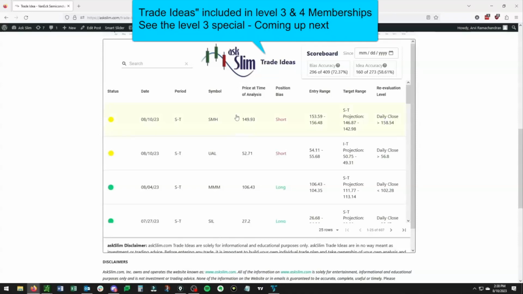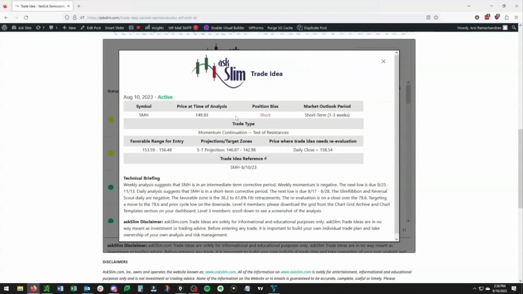If you go ahead and click on this SMH trade idea, one of the final things I wanted to highlight here was this SMH expanded view of the trade idea. Why? Because you'll see that everything I just said in this video is highlighted for you in words right here. We have all of our entry zones, our target zones, along with the reevaluation level, and then a summary of what I just said here on the weekly and daily cycle analysis.